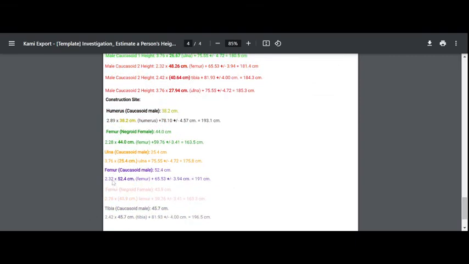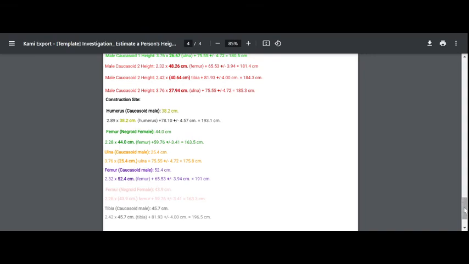So again, for the femur Caucasoid male, remember that the length of the femur was 52.4 centimeters. So we're going to use the formula 2.32 times 52.4 centimeters. Again, this is pretty important. The length of the femur is 52.4 centimeters plus 65.53 plus or minus 3.94 centimeters. Again, I just chose to add 3.94 centimeters, which is 191 centimeters, okay?